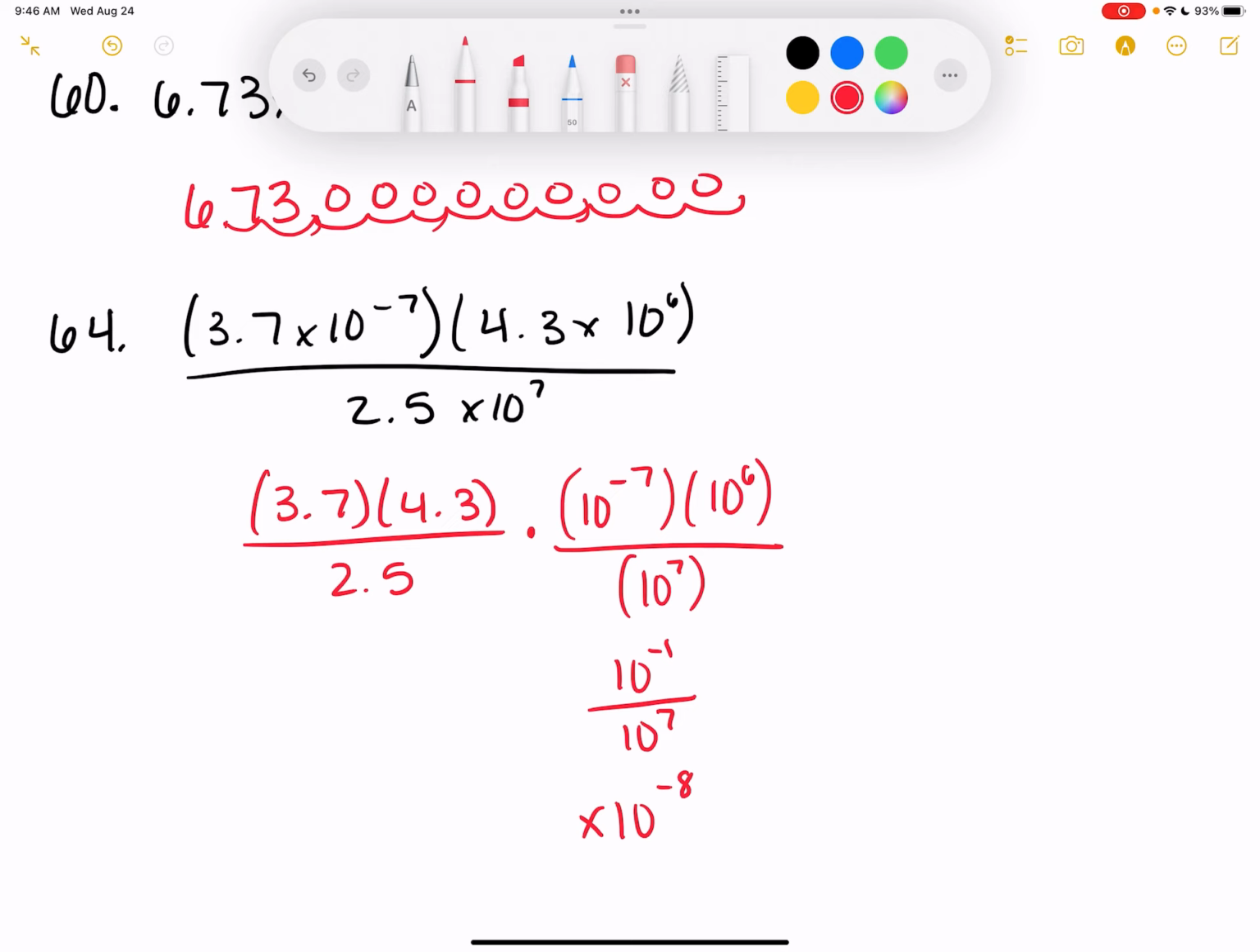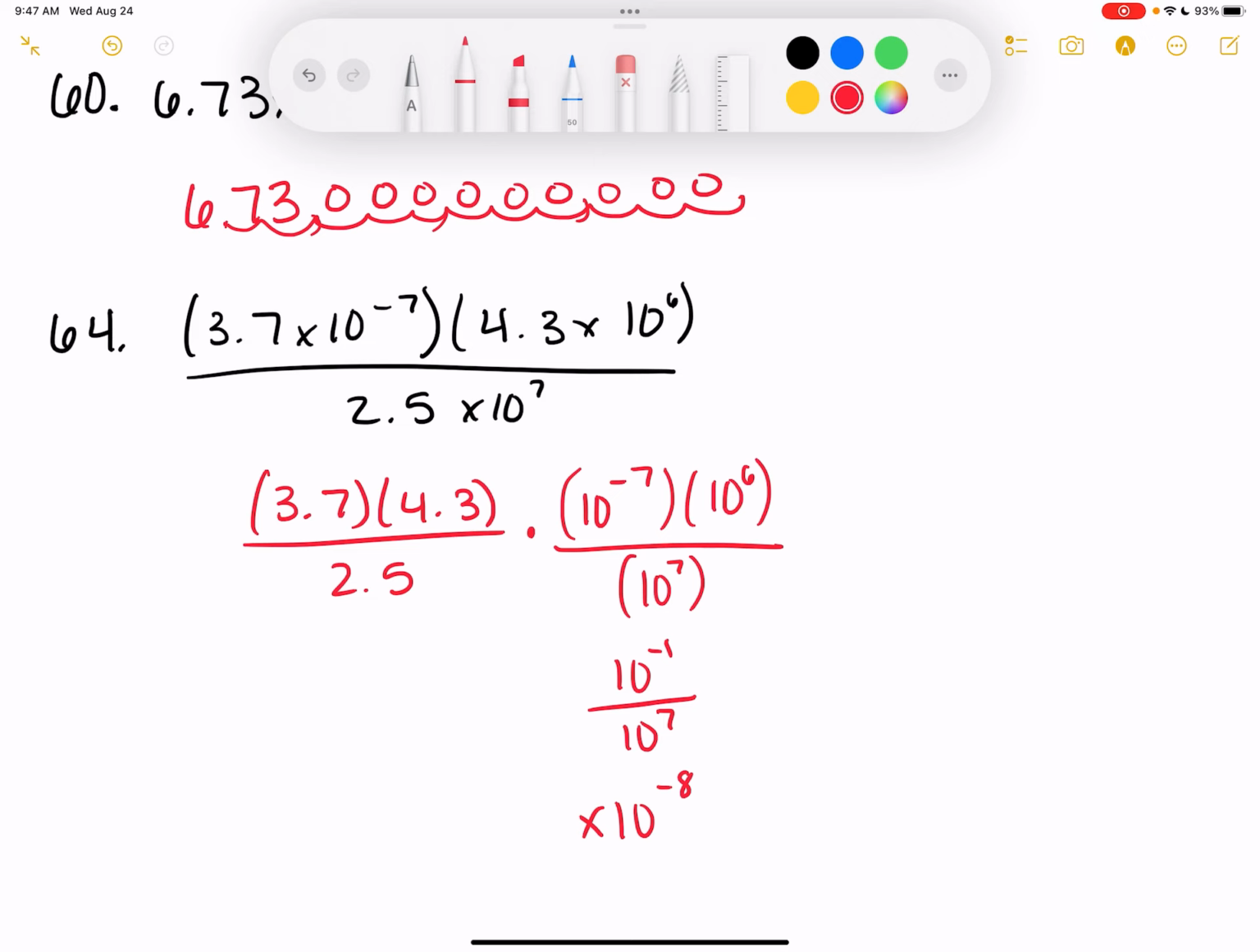So did you just move the 7 to the top? Yes. Scientific notation is the only time you can have a negative in the exponent. You said we can use our calculator for that part? For that part, yes. But I would expect you to show me what you did with this part.